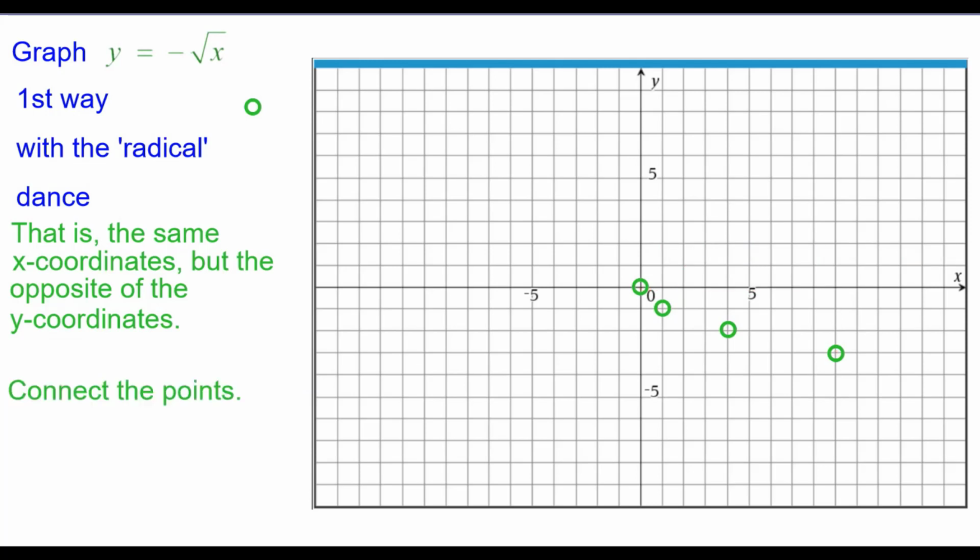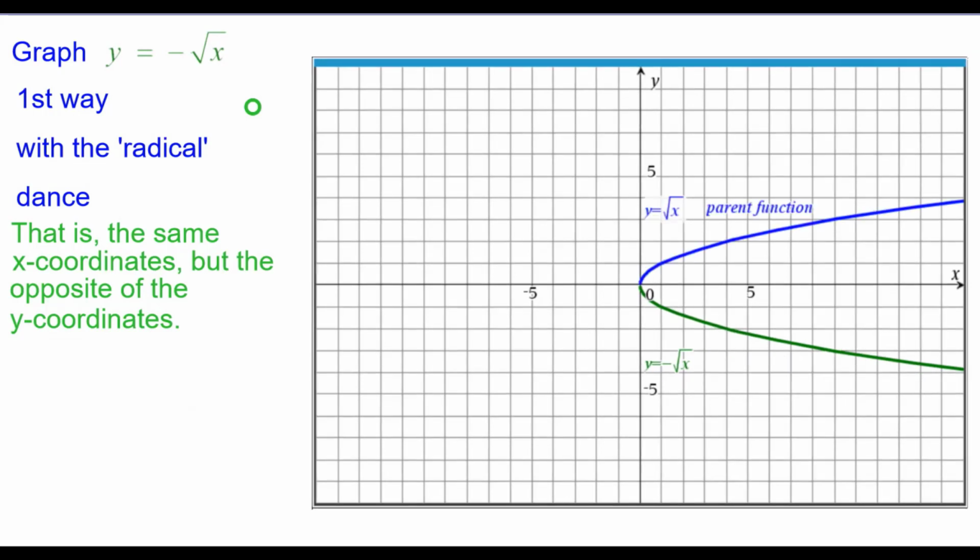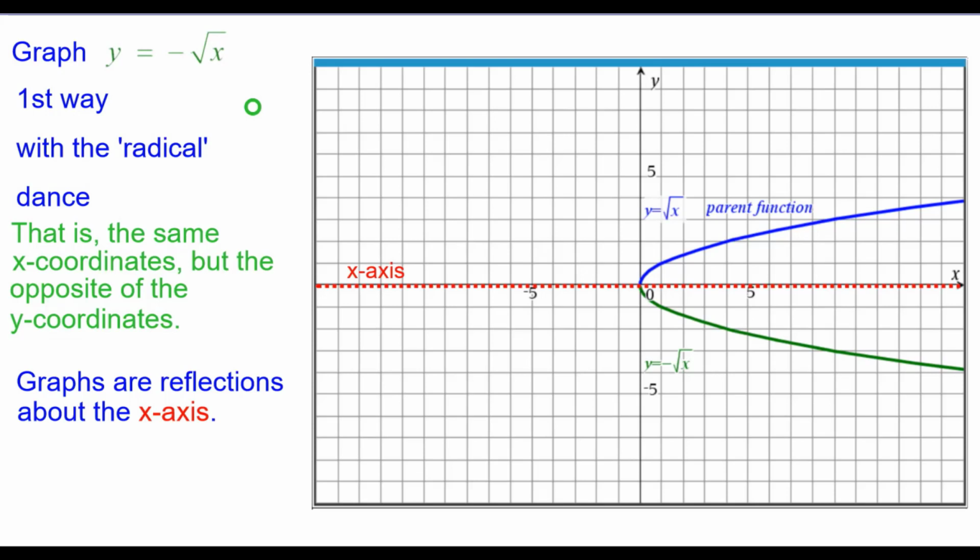So now we'll go ahead and connect the points. And it looks like half of a parabola, but upside down from where we usually see it. There's the parent function, y equals the square root of x in blue. And you'll notice that the graphs are reflections of each other about the x-axis.